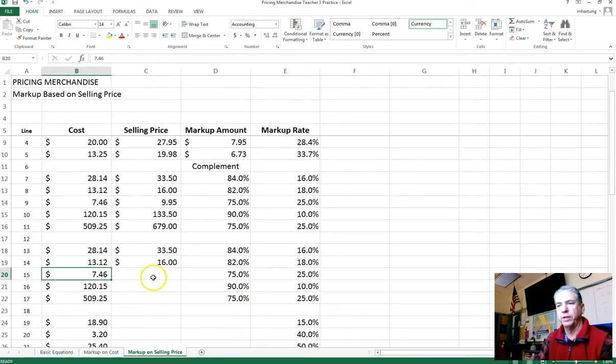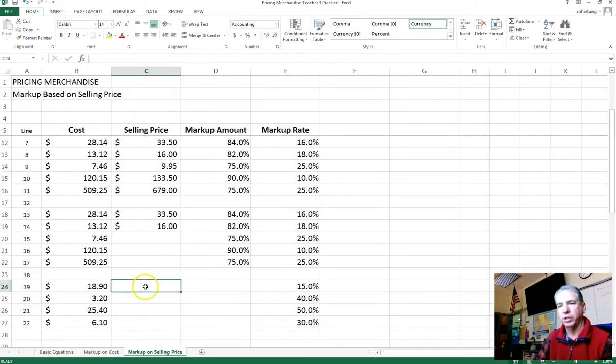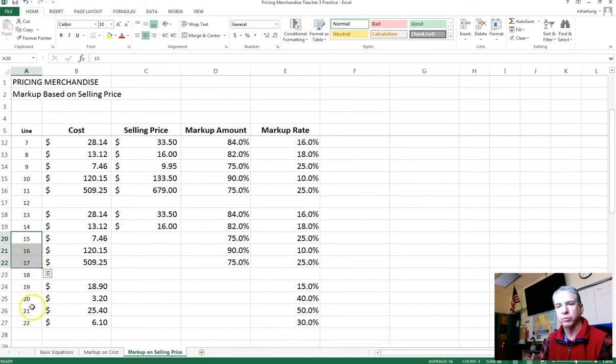So go ahead and finish those off for the last few. And I've got some additional practice problems for you here that you can go ahead and calculate. And then I will go ahead and finish this and you can compare your values. So go ahead and pause the video at this point and practice lines, looks like 15 through 17 and then 19 through 22.